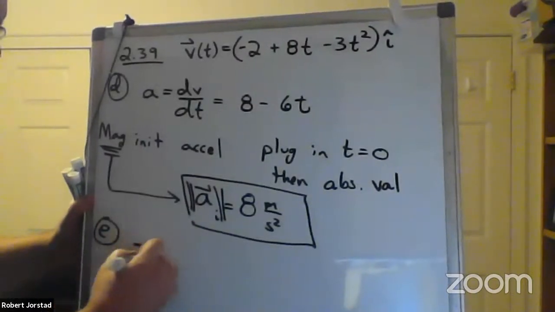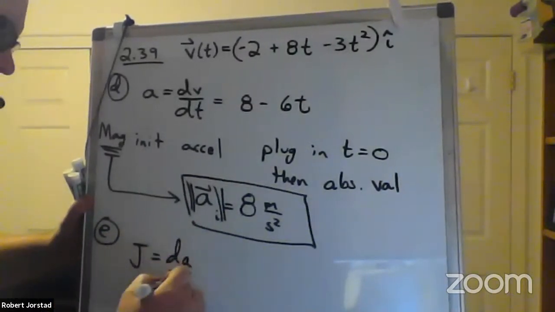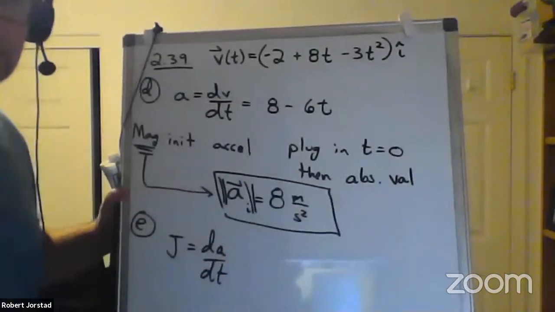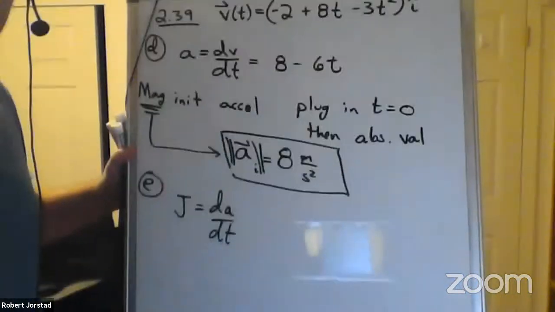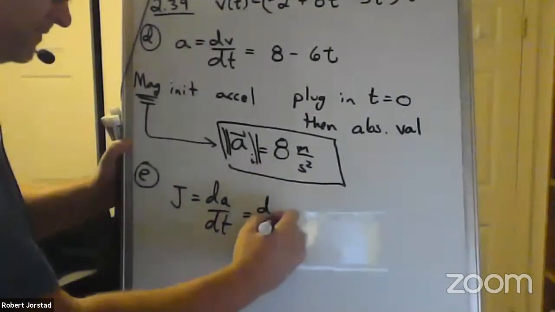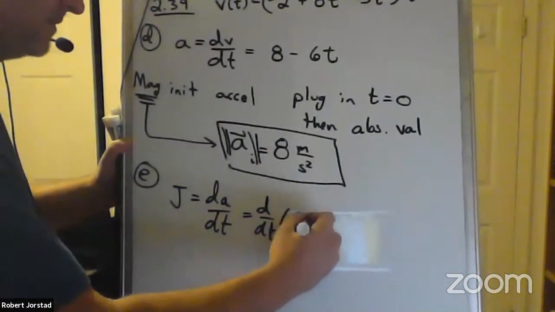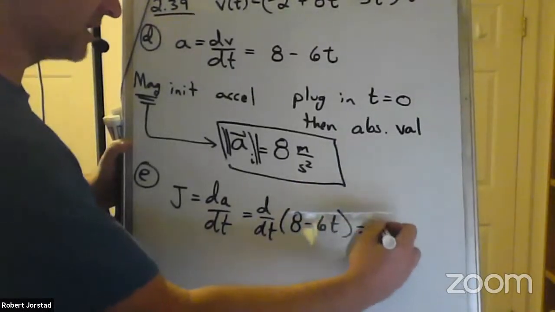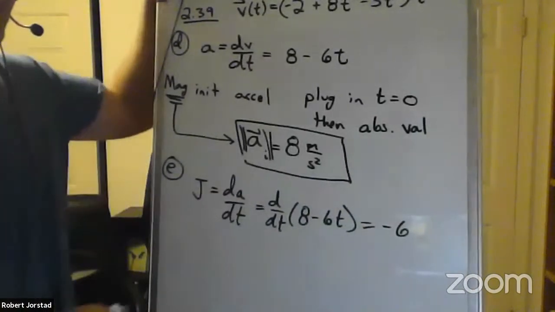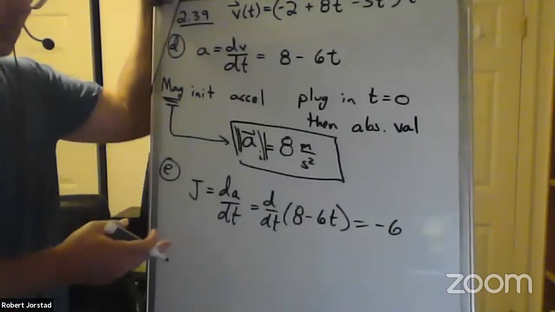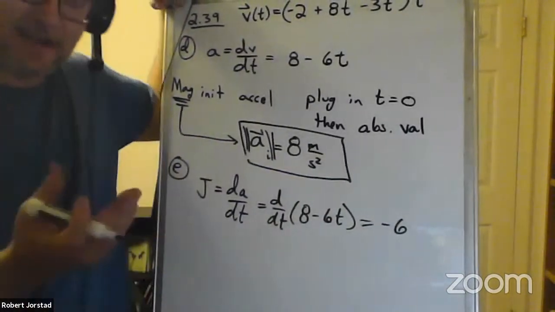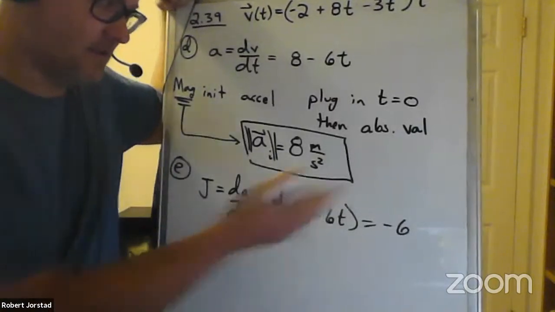So we say that jerk is dA/dt. Again, I'm getting lazy with the arrows. And then what was A? Oh, right there. What is it? 8 minus 6t, which is just going to be -6. Aha! Sorry for the glare. So in this case, we know that the jerk as a function of time is -6. It's a constant. So notice the initial jerk is also -6.